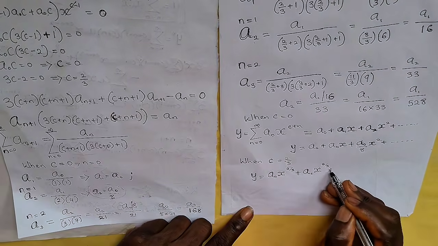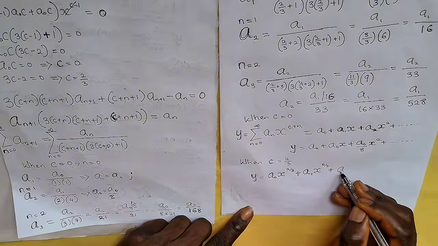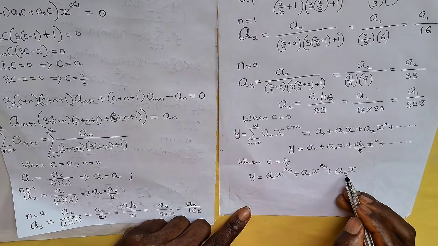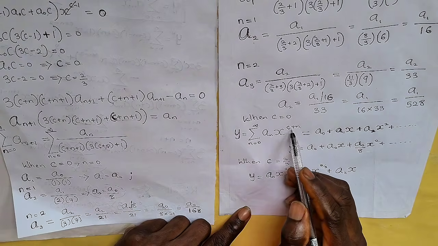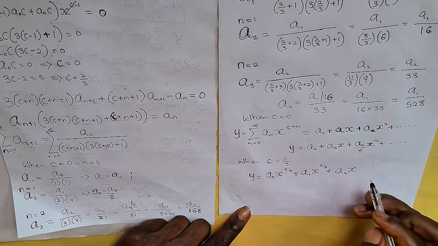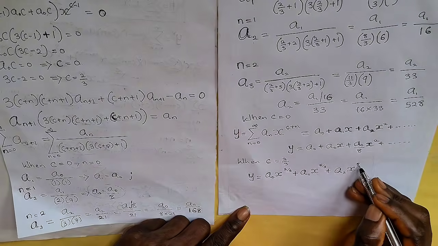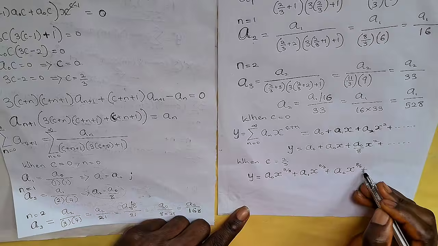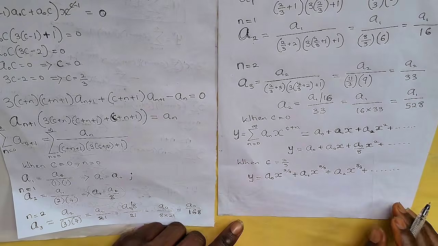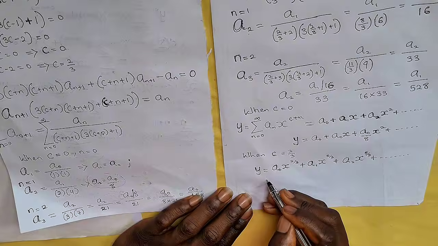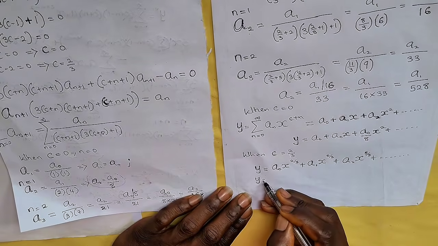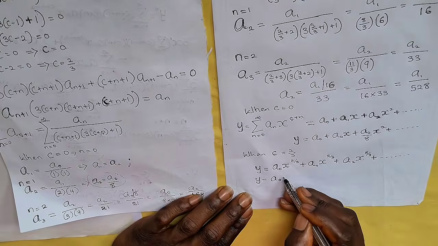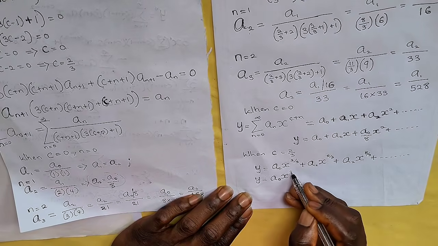Plus a2 x, now n is 2, right? So if I have 2 over 3 plus 2, what am I going to get? I'm going to get 8 over 3, right? Plus, so I'm going to be stopping there. What am I going to get as my final answer here? I'm going to have y is equal to a naught x to the power of 2 over 3.